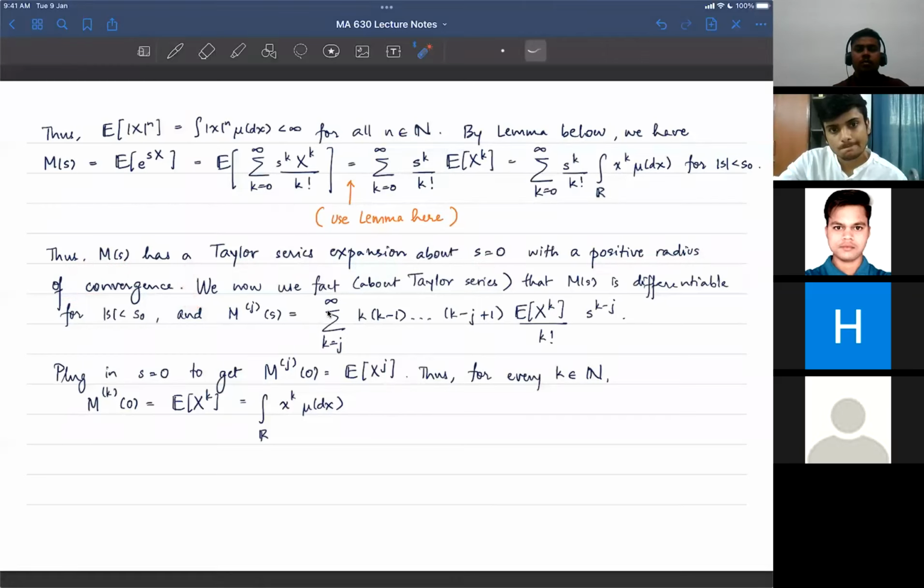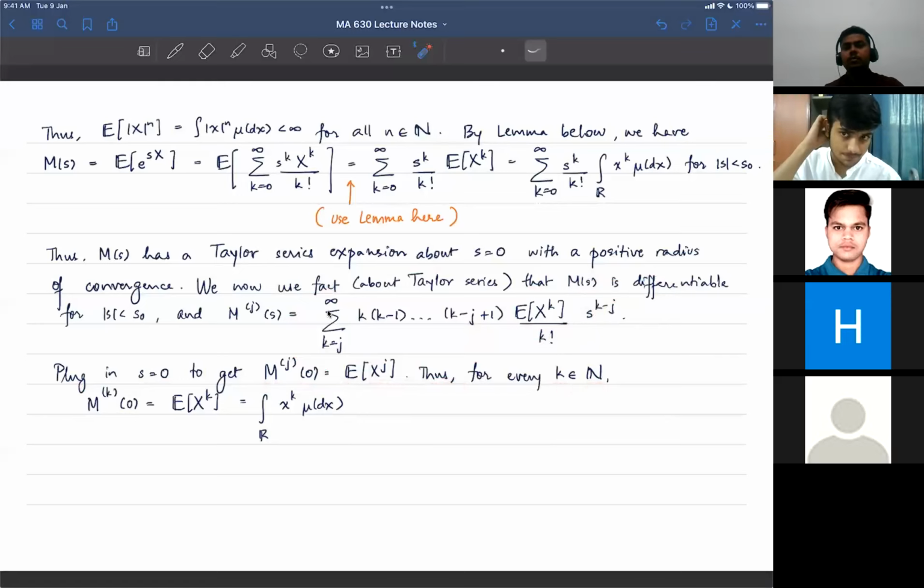And now at this point, I'll plug in s equals 0. If I plug in s equals 0, then on the right side the series goes from k equals j to infinity, and there's an s to the k minus j. So if k equals j, then this is just going to equal 1. If k is greater than j and I put s equals 0, then this term will disappear. So if I take the jth derivative of m at 0, I'll just get the expectation of x to the j. I'll leave it to you to check that. In other words, what we've shown is that for every natural number k, the kth derivative of m evaluated at 0 is E of x to the k.